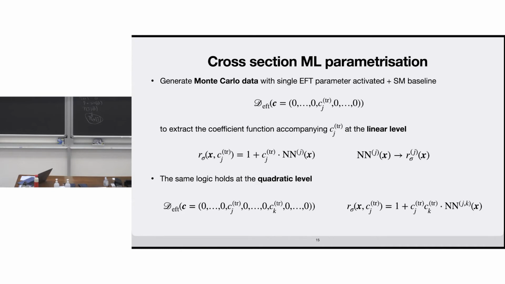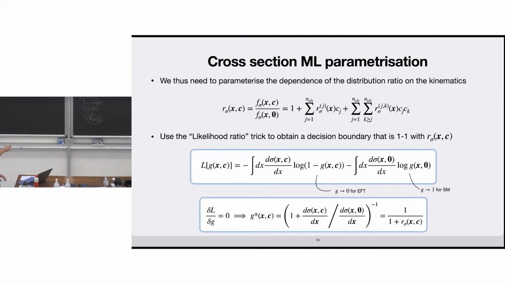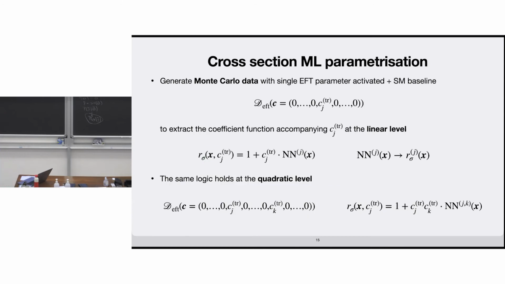Then you can, of course, do the same game at the quadratic level. You just generate EFT events with only two coefficients turned on. In this case, all the linear terms cancel, and you're only left with this last term. So this way you can systematically obtain all the R functions, all these guys for any j and k. You can obtain these simultaneously in parallel at the same time. It takes as much time to obtain one as it takes to obtain 2,500, right?